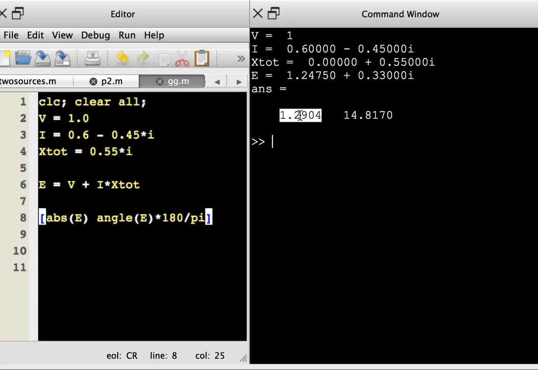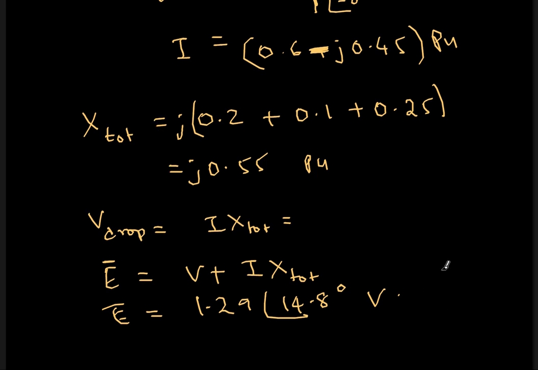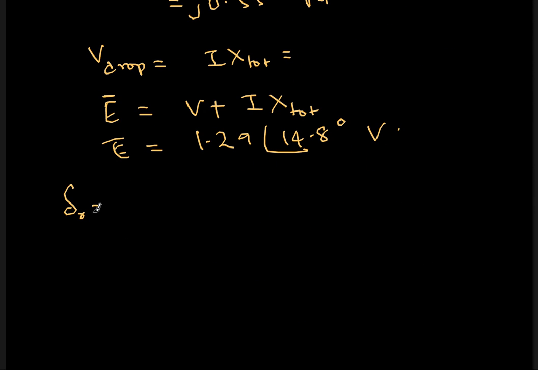So 1.29 is the E and the angle is 14.81 degrees. So E is 1.29 at an angle of 14.8 degrees. This is the internal EMF of the machine. Therefore, my delta naught is 14.8 degrees.